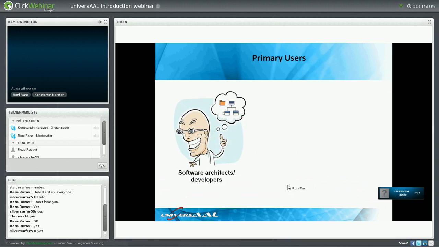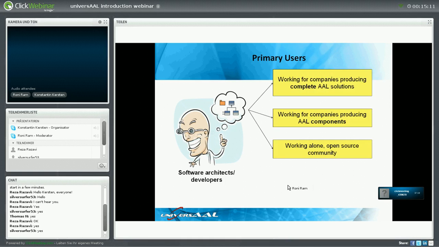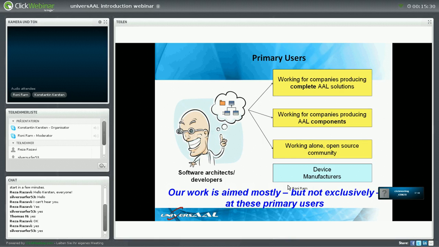But our main stakeholders in universAAL are mostly what we call the primary users, and these are the software developers that develop AAL applications. And also the device manufacturers that develop new devices that can be used later by the service providers, which work for companies that produce services. Integrate all the components together and create complete AAL solutions. So our work in universAAL is aimed mostly at these primary users.